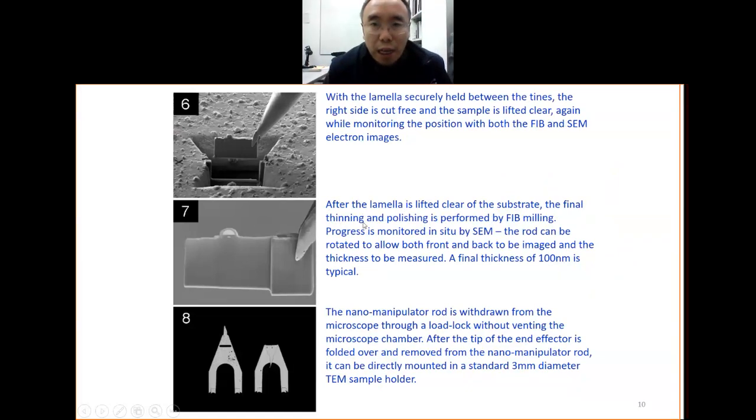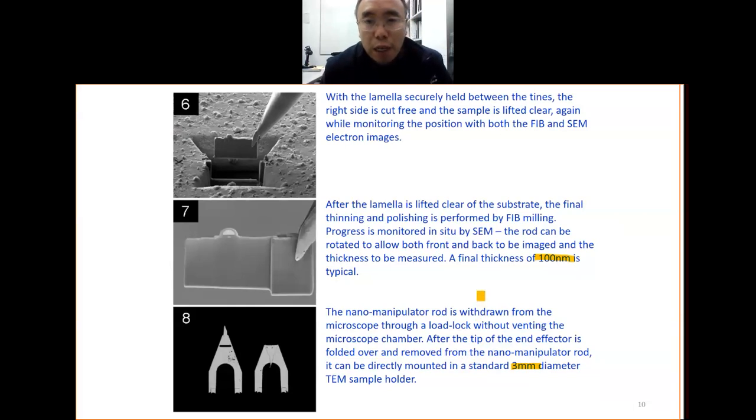So afterwards, it can be thinned down. This is still too thick. Here it is about 1 micrometer, which is too thick. Then you can rotate, move around, and thin down to about 100 nanometer. Below 100 nanometer is good enough for the transmission of the electrons. Finally, you can flip it over. You get this one. The diameter for this one is 3 millimeter. This will fit into the TEM.